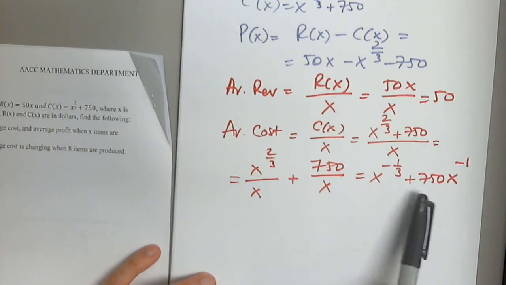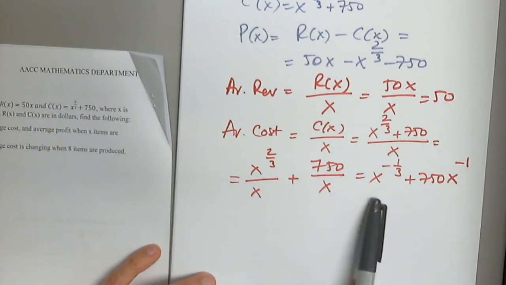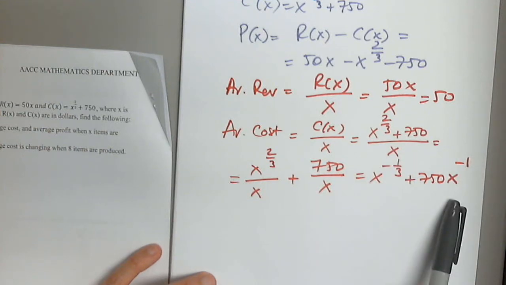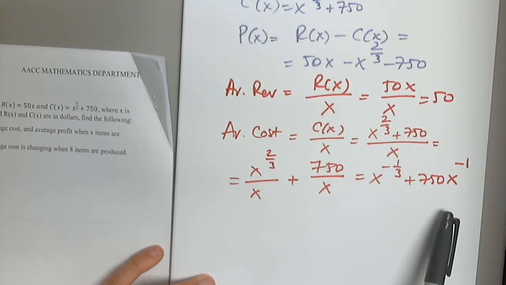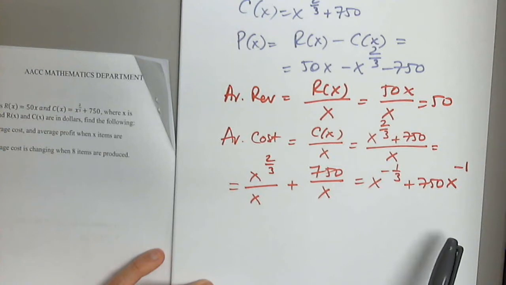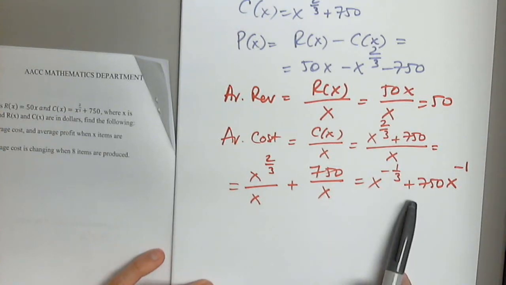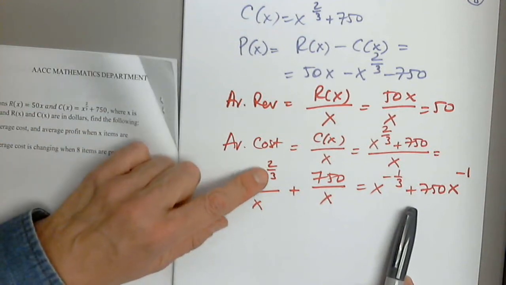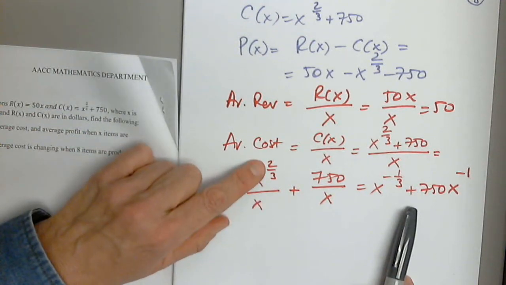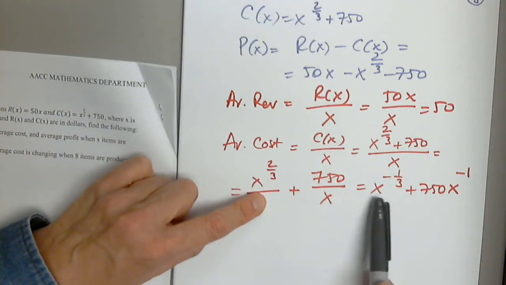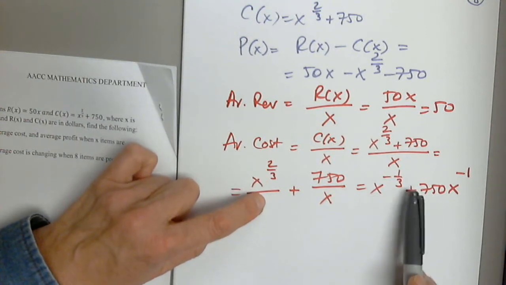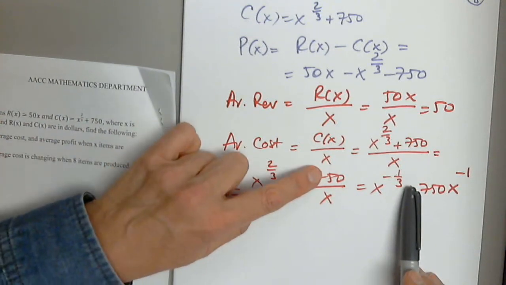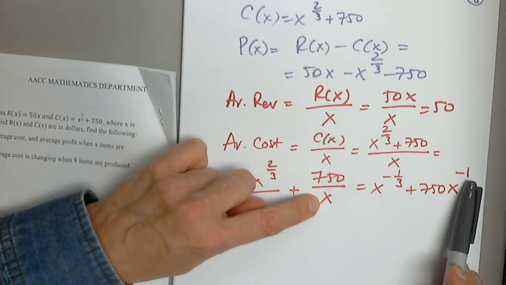So x to the negative 1/3 and 750 times x to the negative 1. Do we understand this? Yes, everyone? Is it clear how we got it? It's okay if you say no. 1/3 from the 2/3? Yes, 1/3, I subtract 1. 2/3 minus 1. Oh, okay. Copy the base. From 2/3, I subtract 1. And then copy 750, and 1 over x is x to the negative 1.